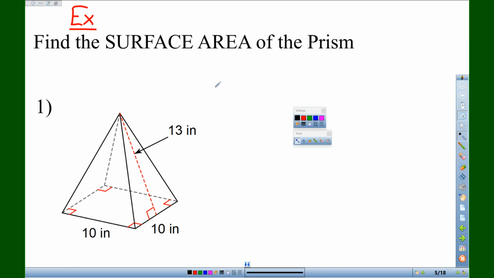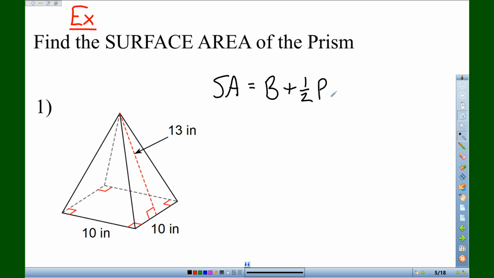So we got a pyramid. Let's just start with our big formula. Surface area equals capital B, area of the base, plus 1/2 of the perimeter of that base times slant height. Here's the first thing I'm looking for. Do I have slant height? Is it given to me? And yeah, the height going up the side of the shape is. So that's great. It's a good thing to have in mind. But let's start at the beginning of it.